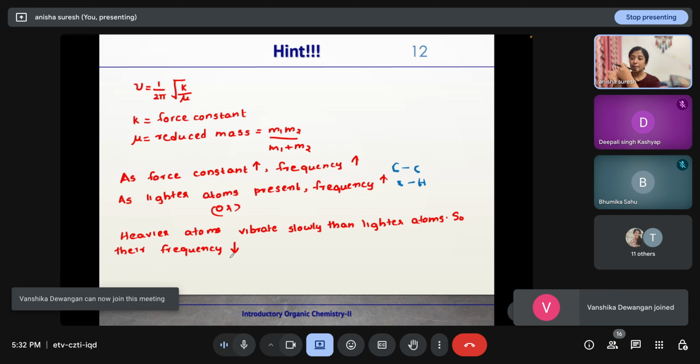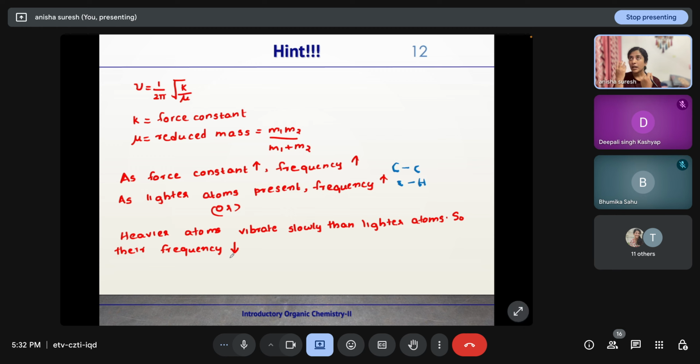If an electron withdrawing group is present, it will pull the electron density towards itself by means of the negative inductive effect, the minus I effect. Because of that, the carbonyl carbon-oxygen bond will become shorter, so the force constant will increase and the IR stretching frequency will increase. But if an electron donating group is present, it will release electron density towards the carbonyl carbon, so the CO bond strength will decrease, the force constant will decrease, and the frequency will decrease. Okay.